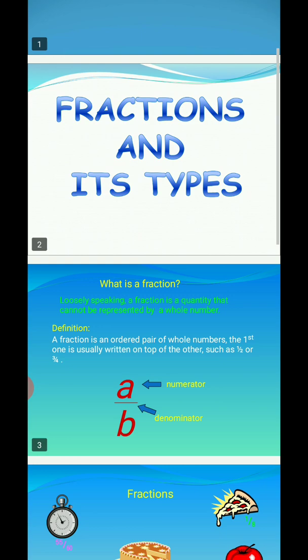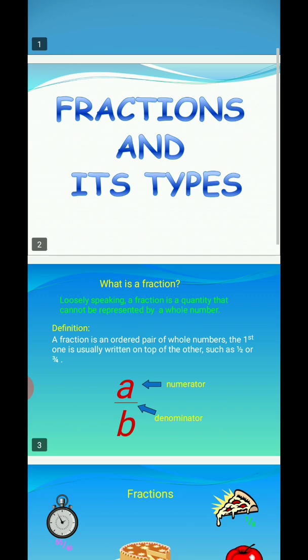Before going for the fraction and its types, we have to understand what the meaning of a fraction is. What is the meaning of a fraction? In common language, or loosely speaking, a fraction is a quantity that cannot be represented by a whole number.